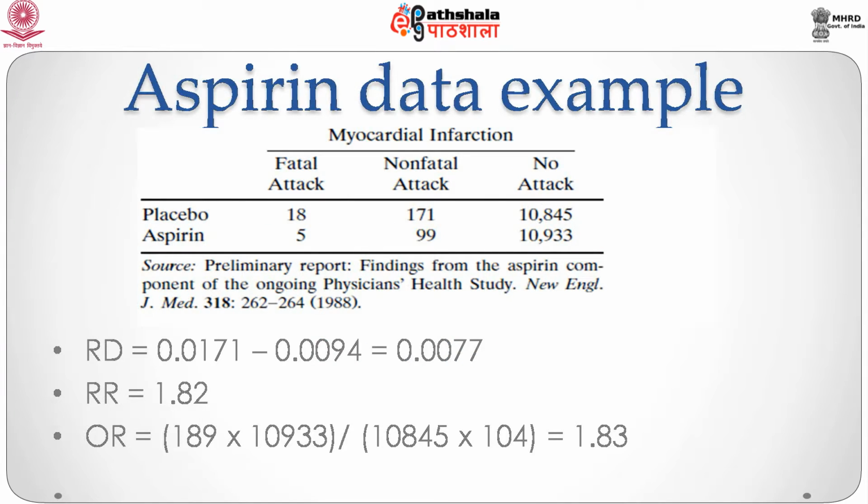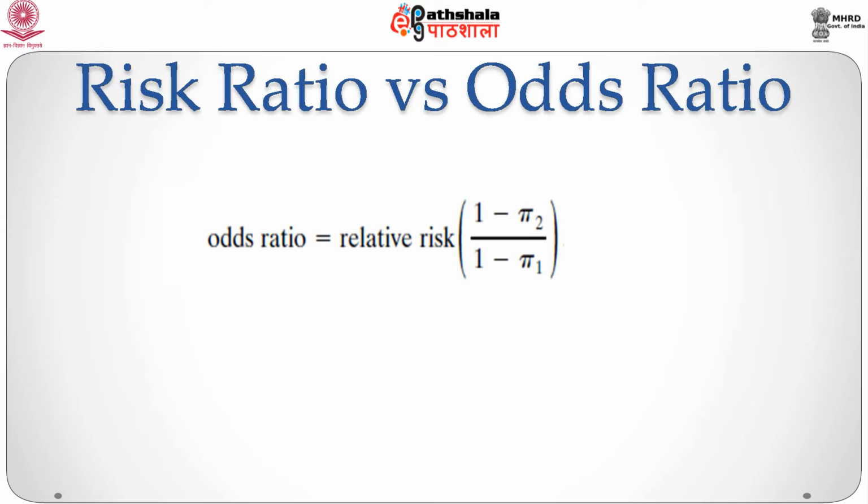Now going back to the aspirin data example, I have recategorized the data set as a 2 by 2 table, and I can calculate my 3 measures of association for this data set. So it turns out that the risk difference is 0.0171 minus 0.0094, which is equal to 0.0077. The risk ratio is equal to 1.82, and the odds ratio is equal to 1.83. So it seems that both the risk ratio and the odds ratio indicate the same thing. They're almost similar.